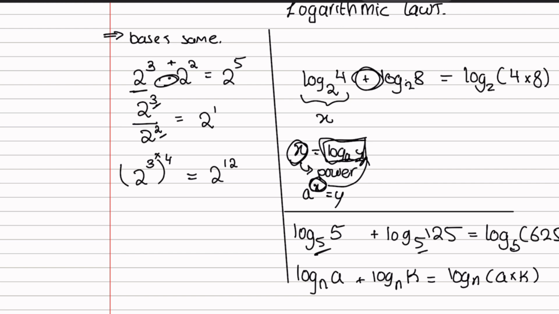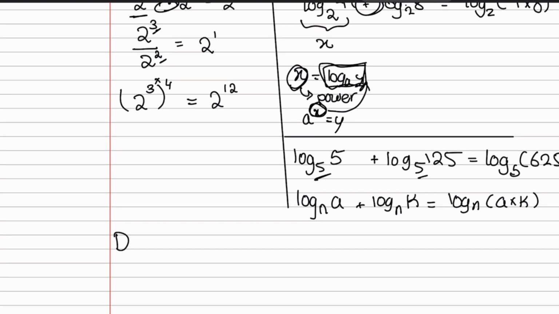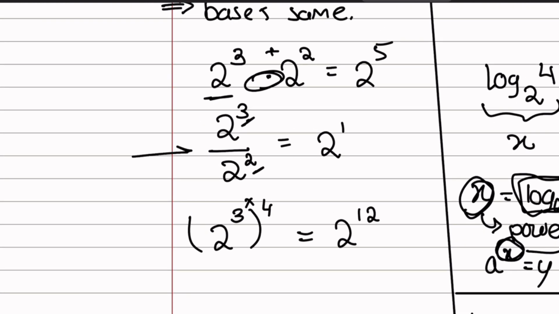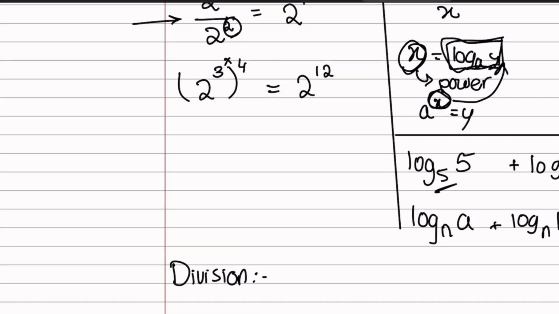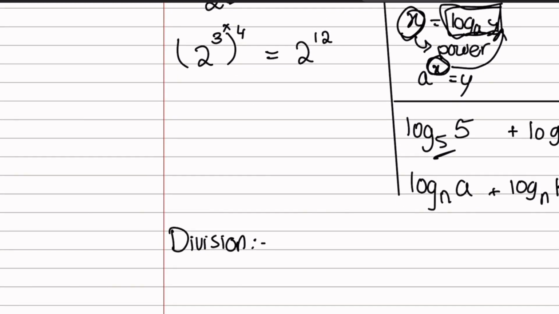Now, for the division rule, it's also the same thing. Notice that when there is division between your two results, there is subtraction between your powers. And so when there's subtraction between the powers, there's division between the results. A power is also known as a logarithm. Therefore, when there's subtraction between logarithms, there is division of our results.